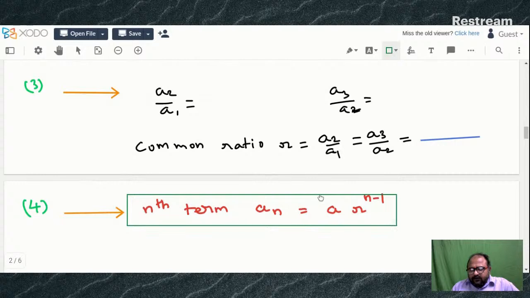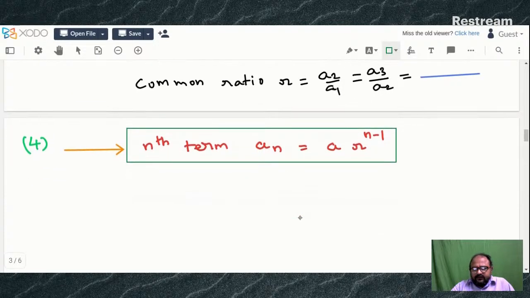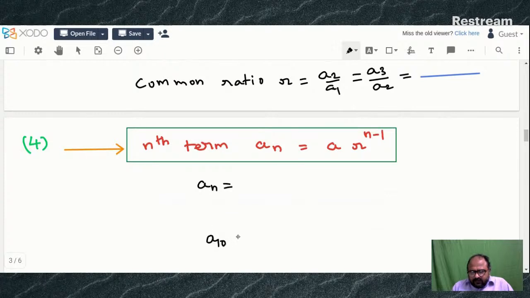And in this problem, we should substitute the values of a, the first term, and the common ratio. After this, now you can write an, that is nth term equal to. After writing the formula for this, you can write a10, that is in place of n, you should substitute 10. If you substitute 10, then you will get a10. Now let us solve the problem.